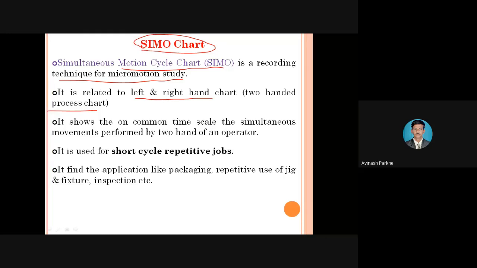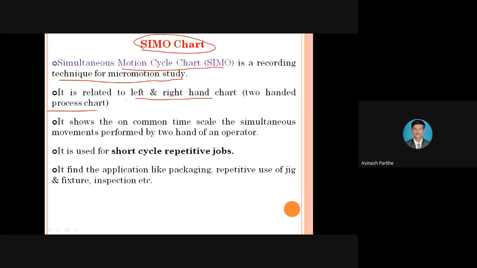But in the micro motion study concept, whatever small movements are taking place, in a short cycle, maybe your object will be completed in 5 to 10 minutes. During those 5 to 10 minutes, whatever small movements are taking place by the left hand and by the right hand can be recorded by using the micro motion study. So in the micro motion study concept also, this Simo chart represents the two-handed process chart.